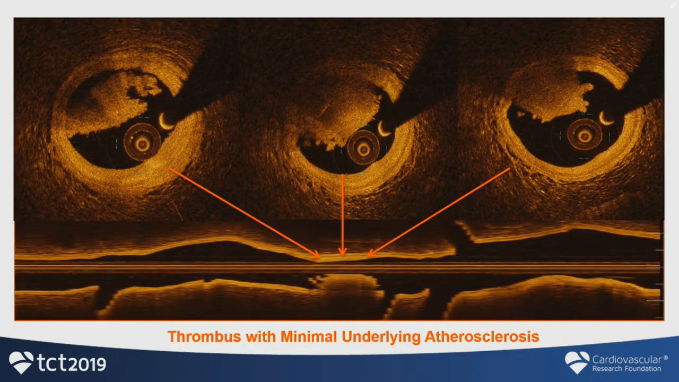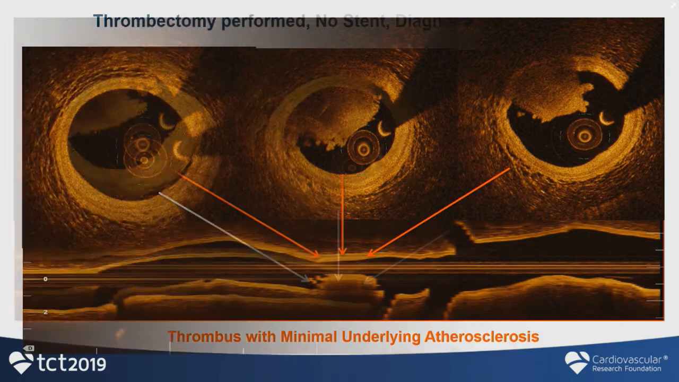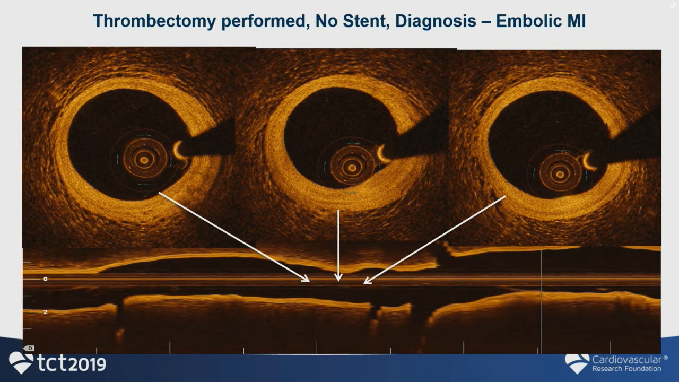And what do we see when we apply intravascular imaging in this case of acute coronary syndromes? We see that there's actually a substantial thrombus in this artery, but the underlying artery has very minimal disease. And once thrombectomy was done to remove that clot, the underlying vessel shows only very minimal atherosclerotic disease. This is not the substrate in which a local thrombus would have formed. We felt very confident to make the diagnosis of an embolic myocardial infarction, and the patient was treated without stenting.